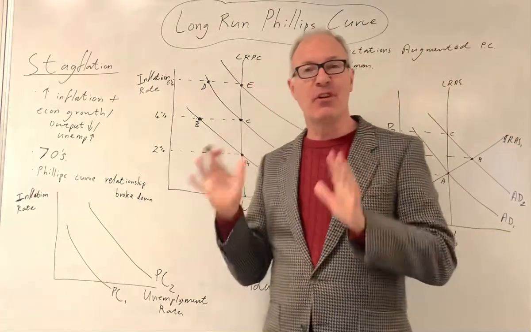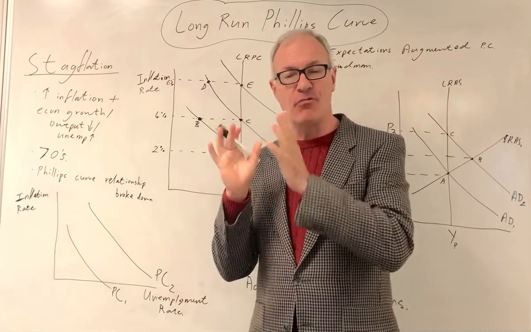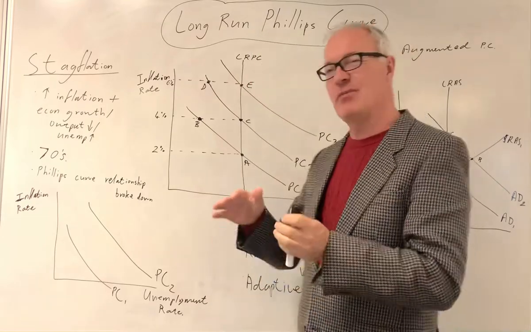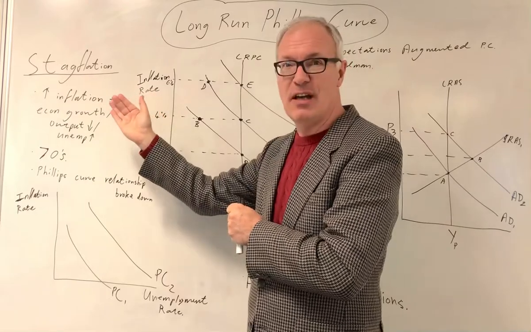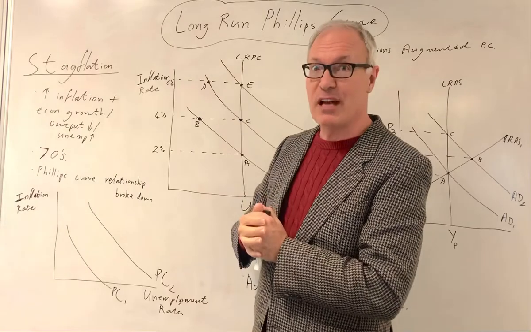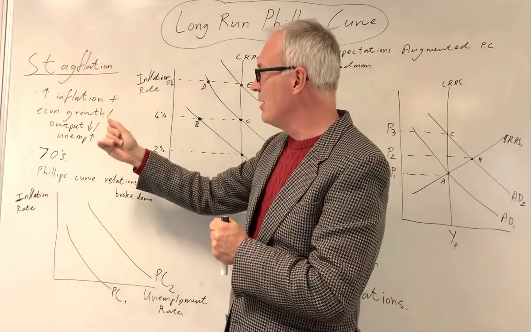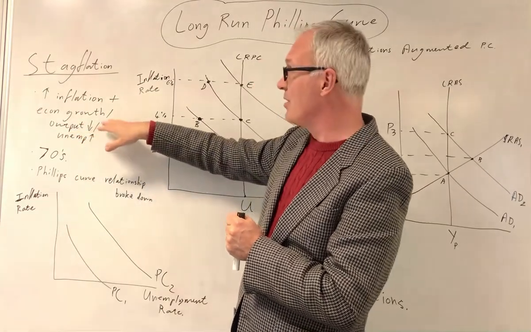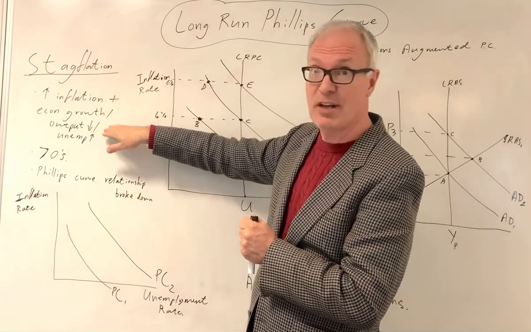So, welcome to the Long Run Phillips curve. Make sure you watch the video on the original Phillips curve, because what happened is the Phillips curve originally worked well until the 1970s. And then in the 1970s we had this huge problem called stagflation, which is simultaneously rising inflation but rising unemployment and a slowdown, or at least a fall in economic growth and output.